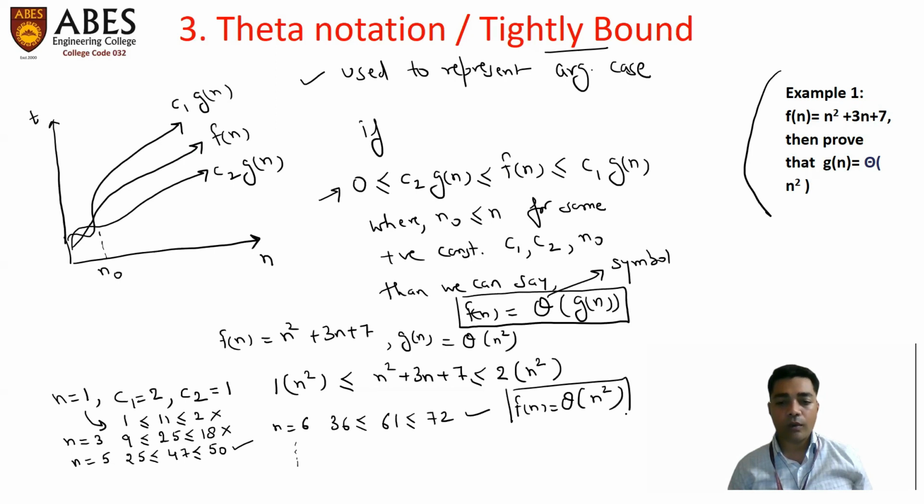So you can see, essentially, what we are doing is basically neglecting the lower order terms and representing it in terms of the higher order term. This is also one of the purposes of asymptotic notation.